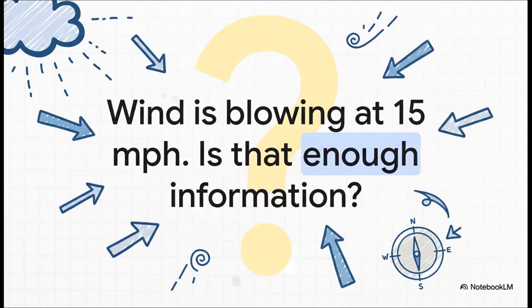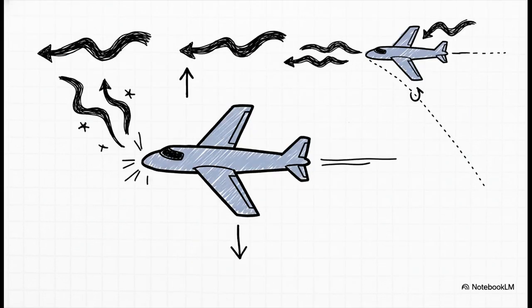So, let's kick things off with a simple scenario. Imagine the weather report says the wind is blowing at 15 miles per hour. That sounds pretty straightforward, doesn't it? But does that one little number really tell you everything you need to know? Well, if you're a pilot, the answer is a big, fat no.